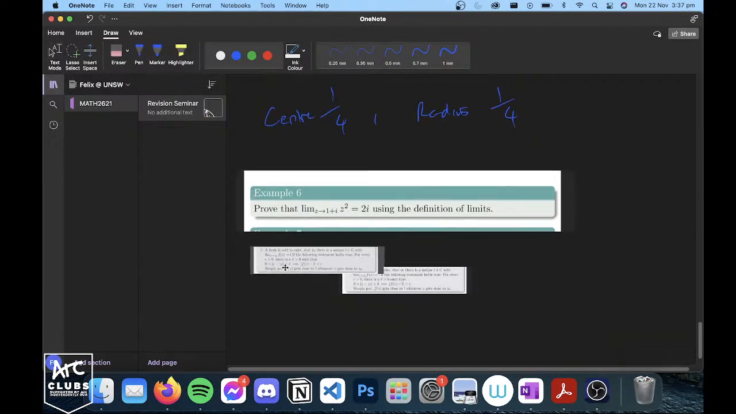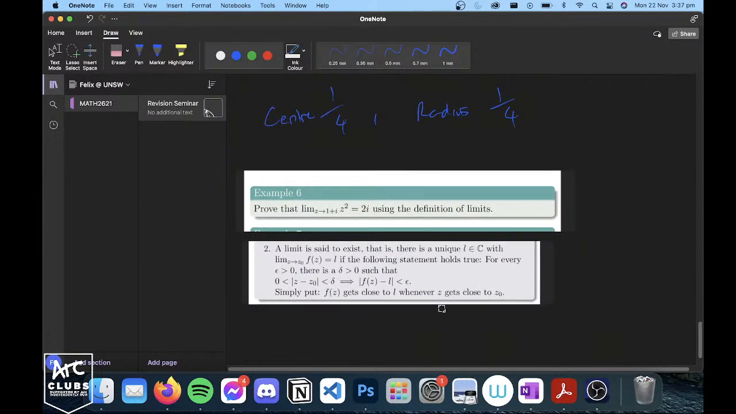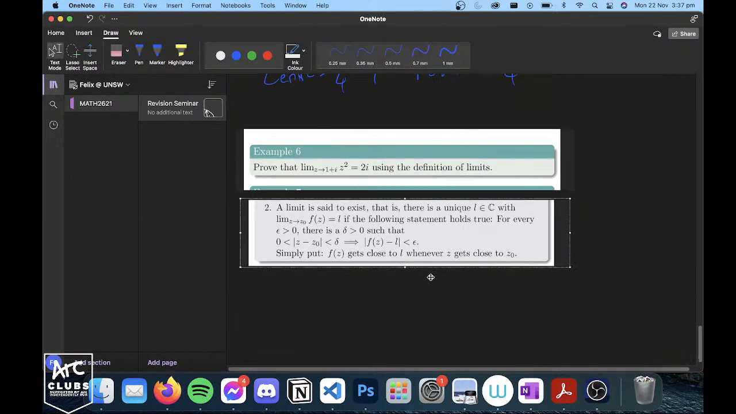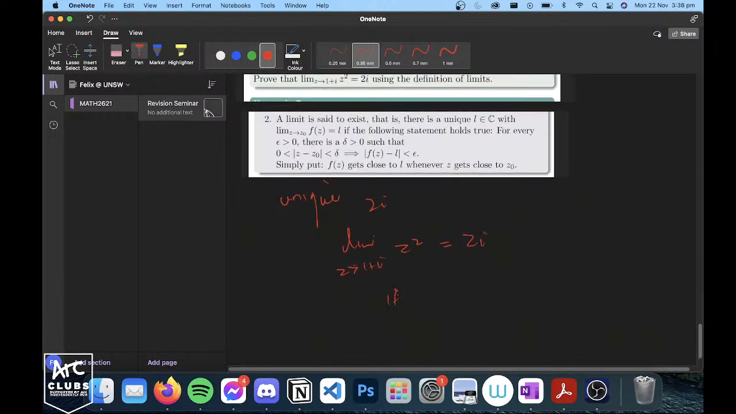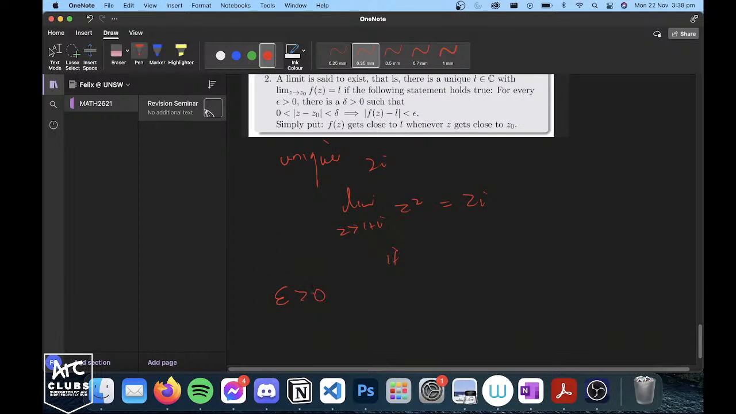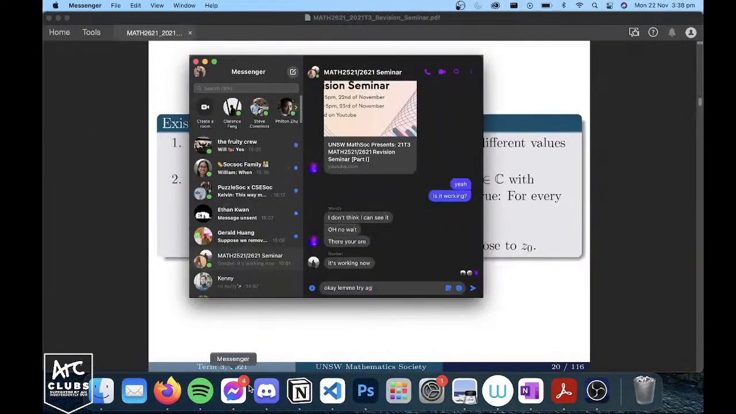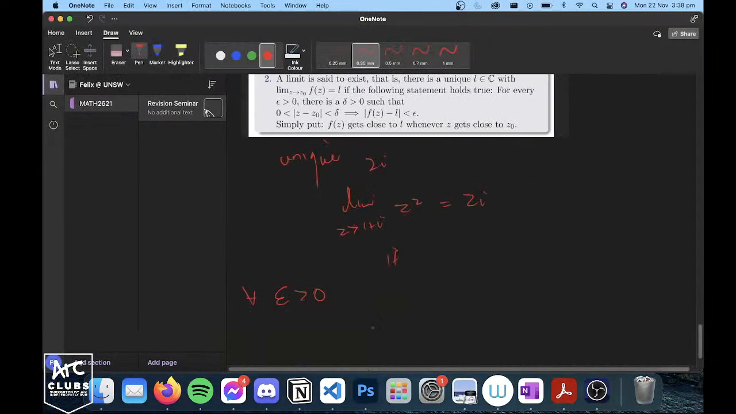What I would usually do, because I don't really remember these proofs straight up, is try to match everything. So there is a unique L, in this case 2i, because that's the thing that your limit approaches, such that the limit as z approaches 1 plus i of z squared, that's your function, is equal to 2i if you have an epsilon larger than 0. For every epsilon, so for all epsilon. Let me just double check that I'm not being stupid. Okay, it's still working. All good.